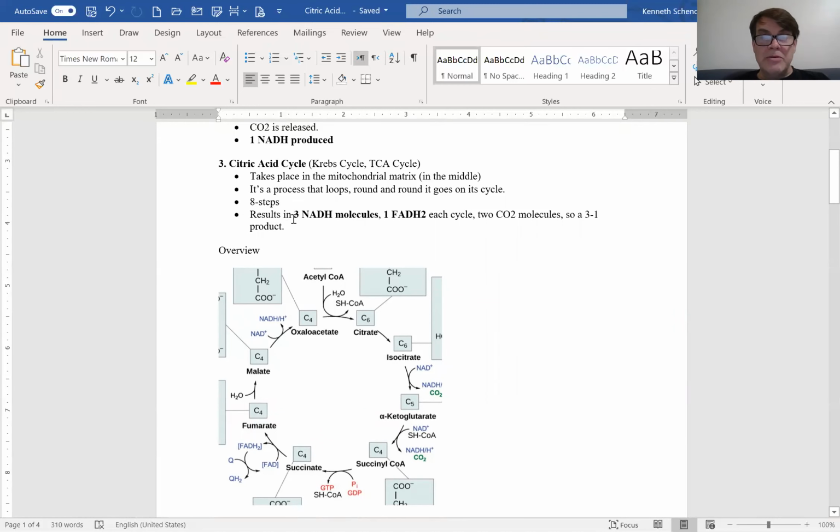In the end, it results in a 3-1. So remember, glycolysis was a 2-2-2, wasn't it? We got 2 ATPs net, we got 2 NADHs, and we got 2 pyruvate molecules. That was the end of glycolysis, 2-2-2. Well, the end of the citric acid cycle is a 3-1: 3 NADHs and 1 FADH2 molecule. There are also a couple of farts. It farts twice, 2 CO2 molecules, but who cares about carbon dioxide, right? So 3 NADHs and 1 FADH2 are going to come out of the citric acid cycle.